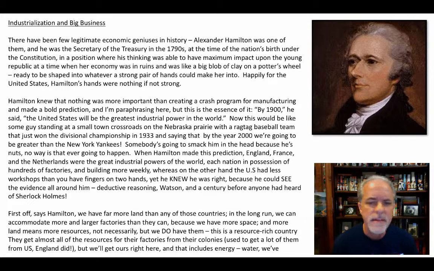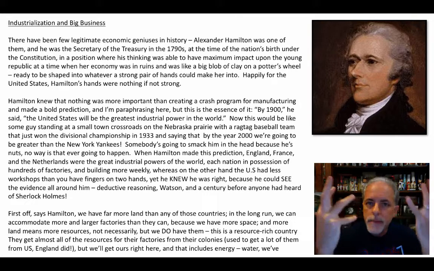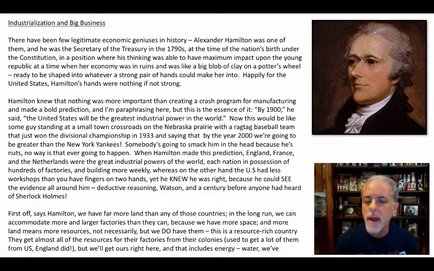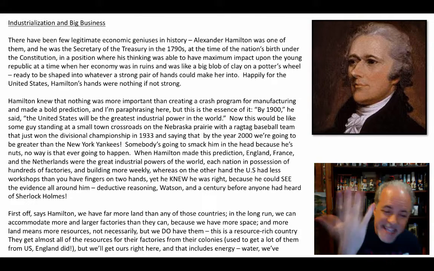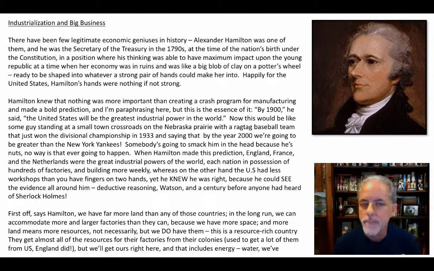When Hamilton made this prediction, England, France, and the Netherlands were the great industrial powers of the world, each nation in possession of hundreds of factories and building more weekly, whereas on the other hand, the U.S. had fewer workshops than you have fingers on two hands, yet he knew he was right because he could see the evidence all around him. Deductive reasoning, Watson, and a century before anyone had heard of Sherlock Holmes.